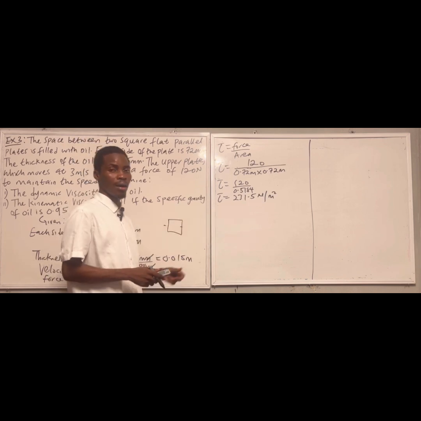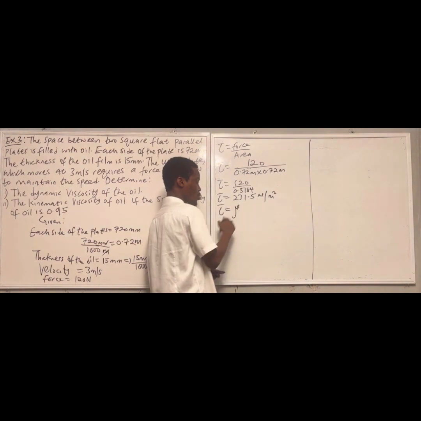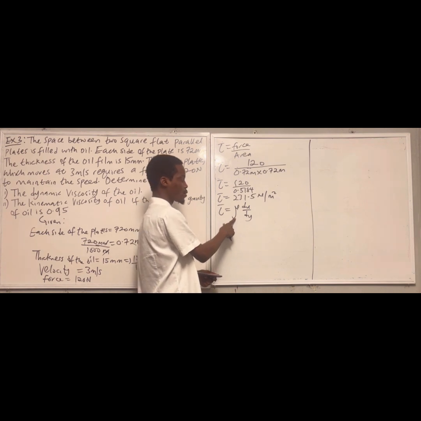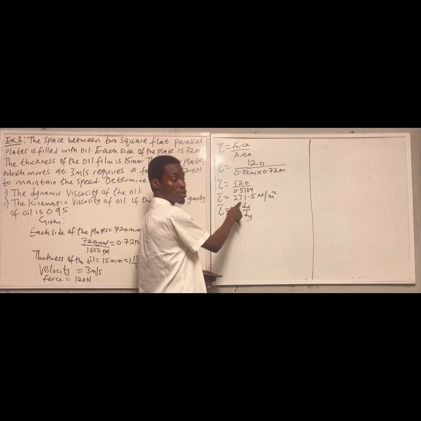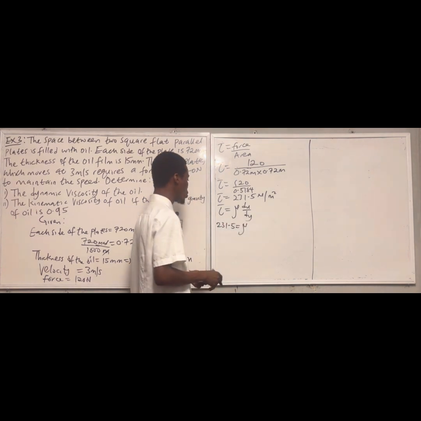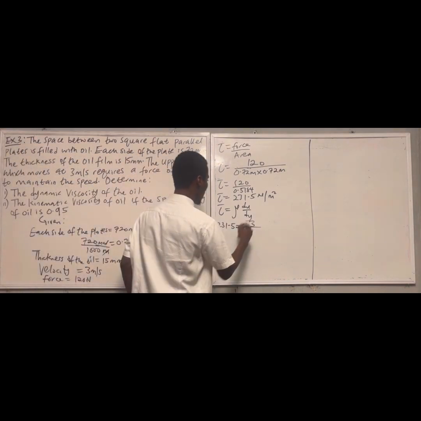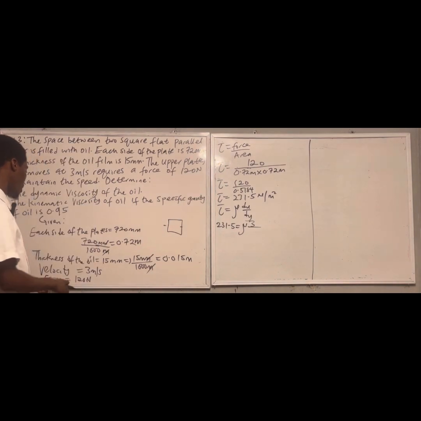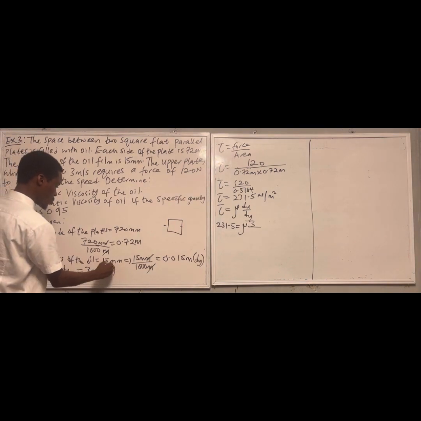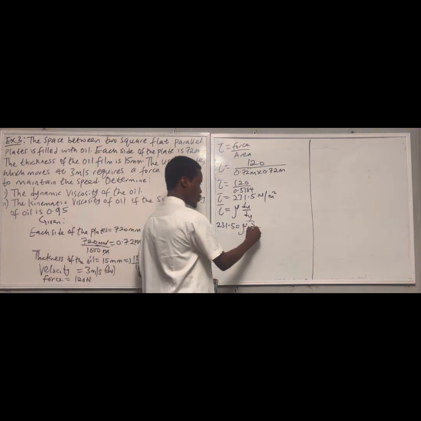Since we have gotten our shearing stress, we now apply our formula: tau is equal to mu du over dy. So we have to calculate the dynamic viscosity. Our shearing stress, tau, is 231.5, which is equal to mu times du over dy. Our du is the change of velocity, which is 3 meters per second. Our dy is the distance. This is our dy, and this is our du, the velocity. So our dy is 0.015.